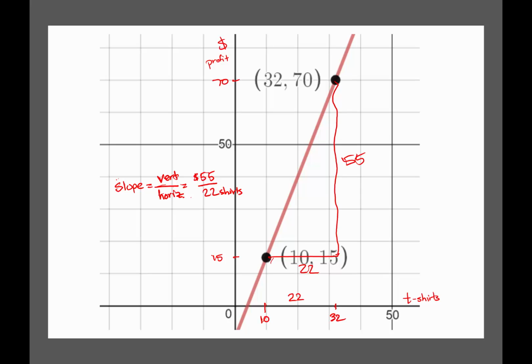And that is my slope or my rate of change. And somebody who's really astute might recognize that 11 goes into both of those. And so therefore we might say that is $5 for every 2 t-shirts, because 55 over 22 reduces down to 5 per 2. And somebody that's even more astute might recognize, well, that's the same as $2.50 for every one shirt.